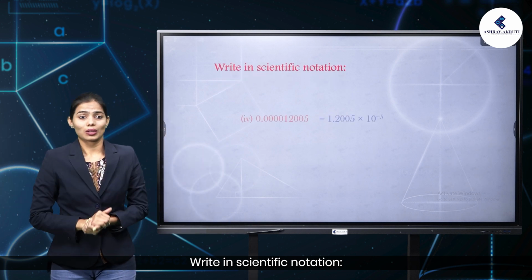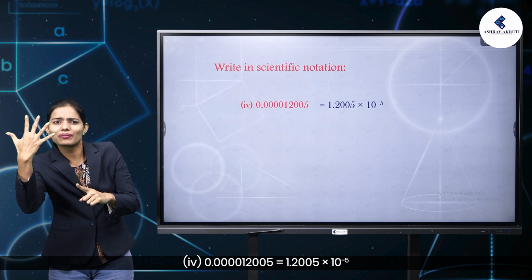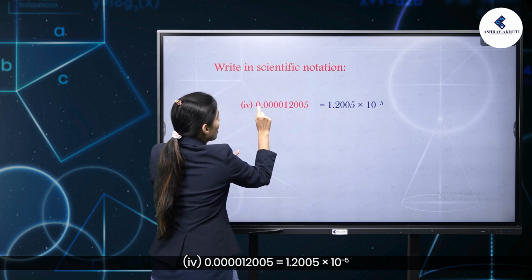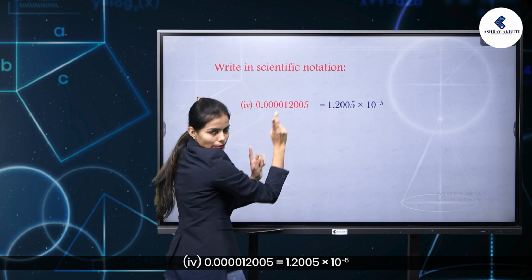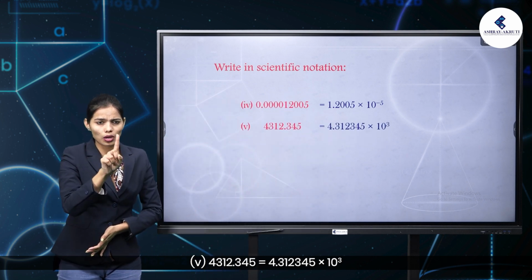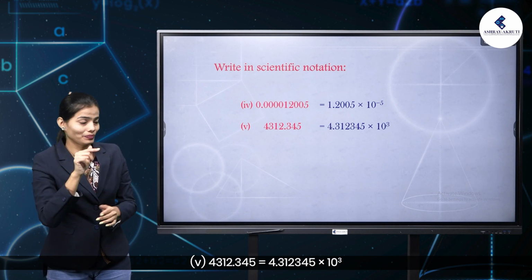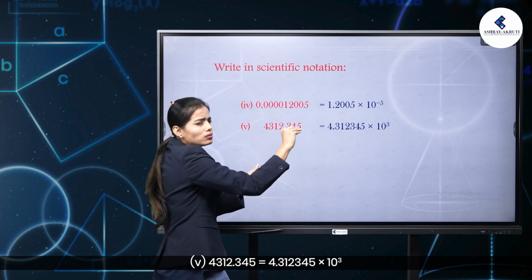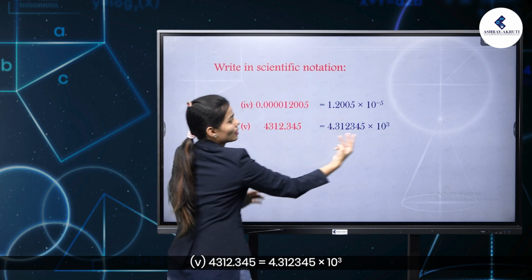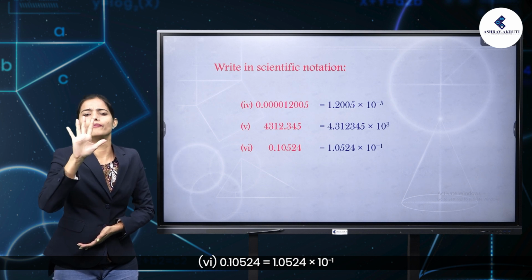Write in scientific notation. 0.00... 12005 is equal to 1.2005 into 10 power minus 5. 4312.345 is equal to 4.312345 into 10 power 3. 0.10524 is equal to 1.0524 into 10 power minus 1.